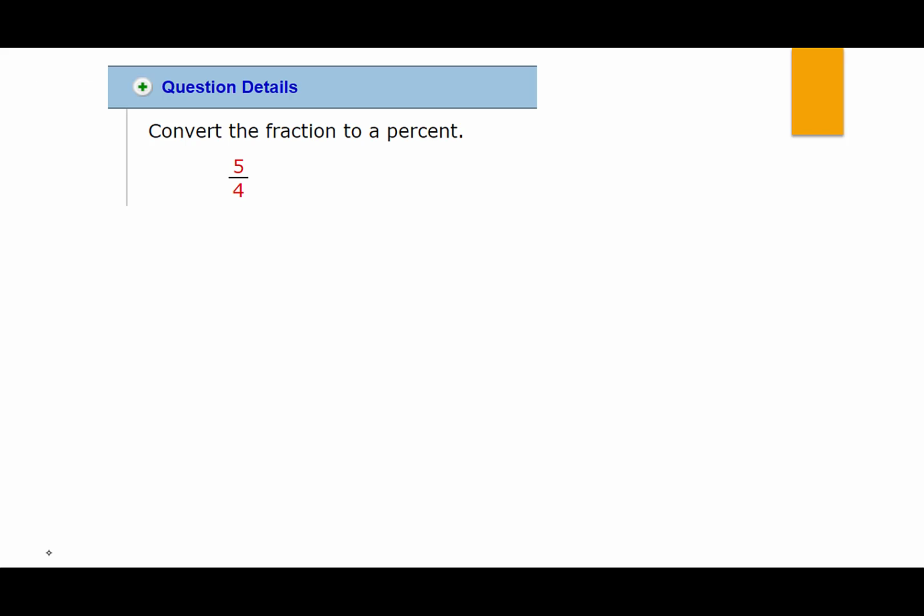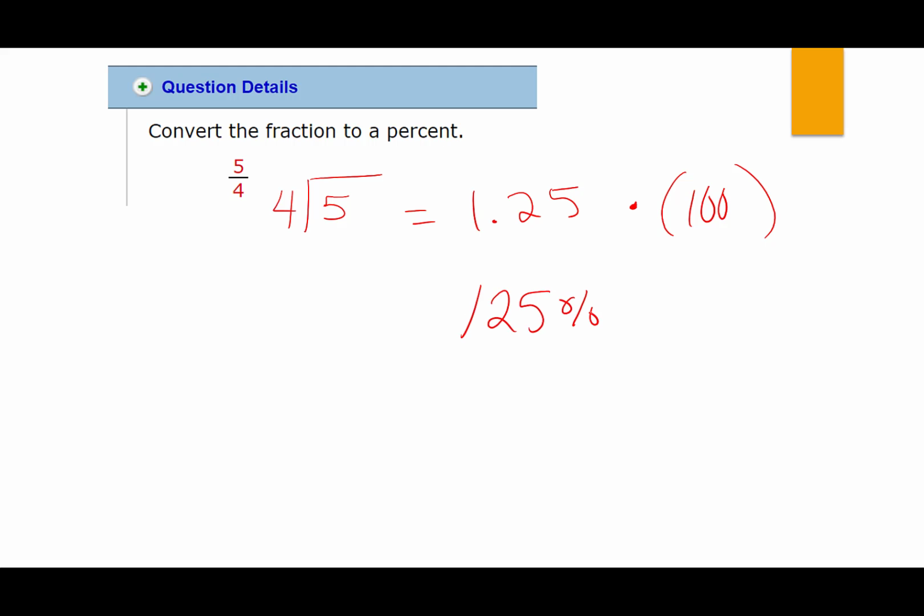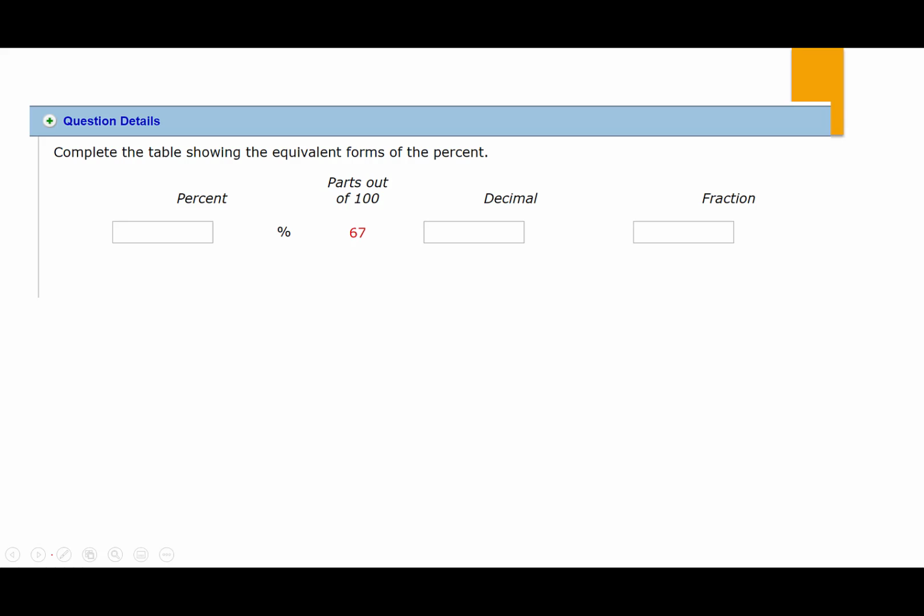The first question asks to convert this fraction to a percent. The easiest way to do that is to divide. That would be 5 divided by 4 is 1.25. 1.25 is not a percent. That's the decimal version of this fraction. To find the percent, you need to now multiply by 100 because percents are out of 100. Once you multiply the decimal by 100, or you can move the decimal 2 spaces to the right, you have the percent 125%.